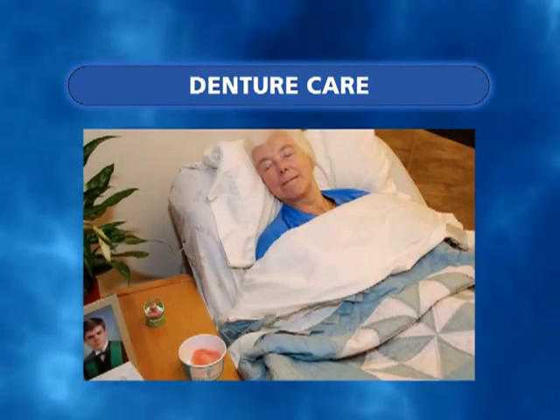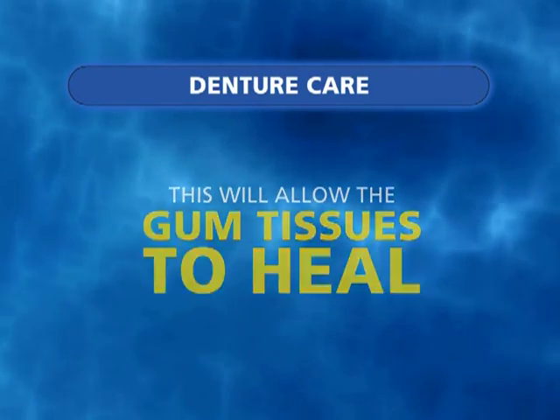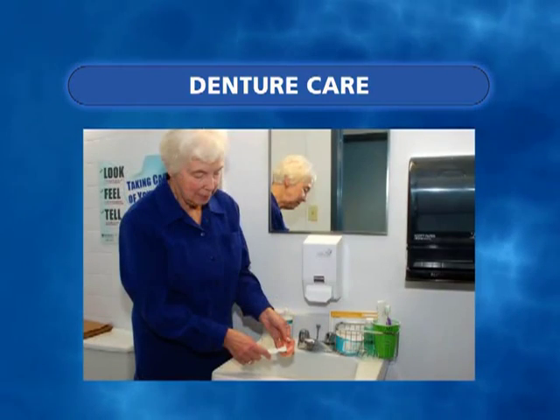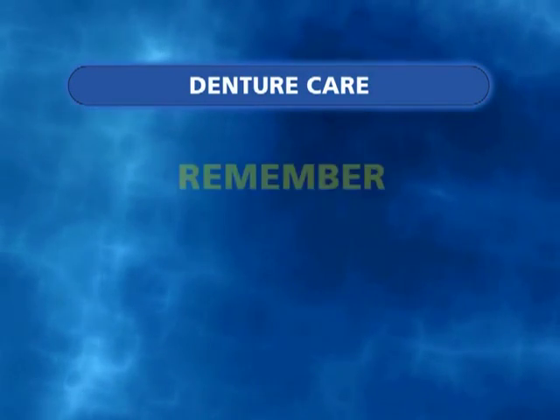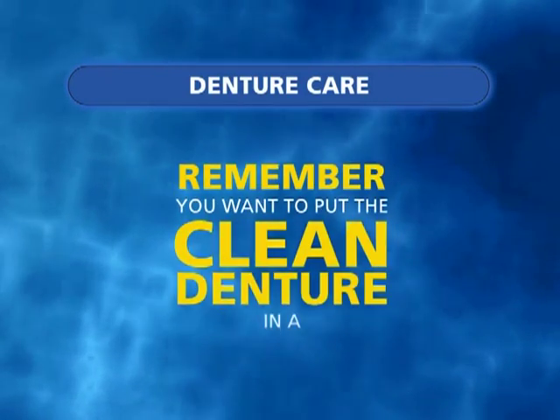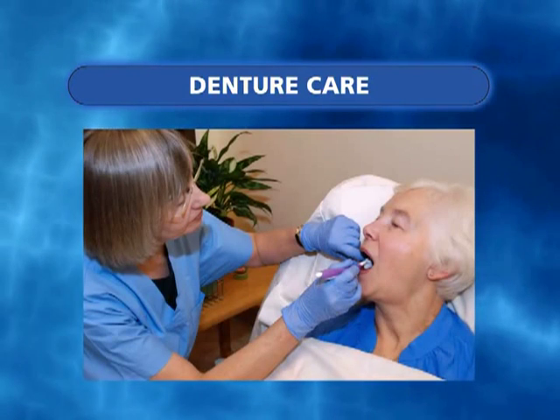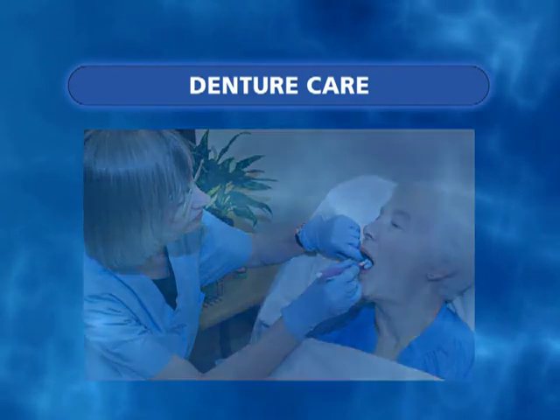Residents should be encouraged to remove their dentures at night to allow the gum tissues to heal. If dentures are removed at night, clean them thoroughly before placing them in a soaking solution. Remember, you'll want to put the clean denture back into a clean mouth. Brush the resident's mouth with a soft toothbrush to remove any debris and to stimulate the gum tissues.